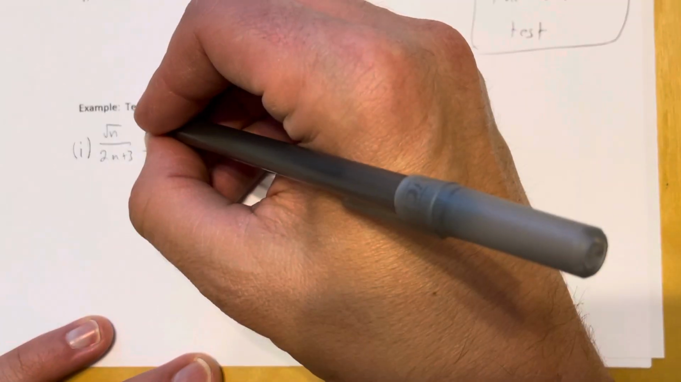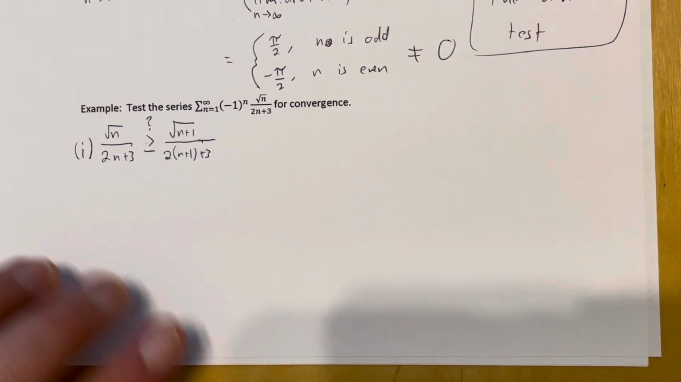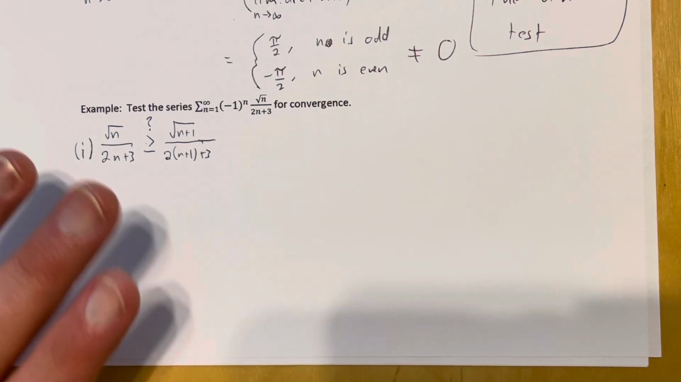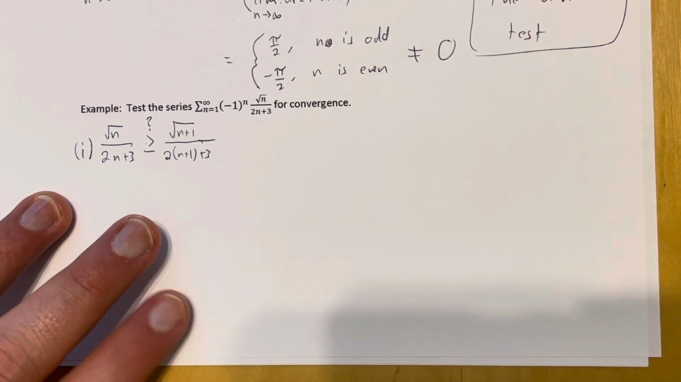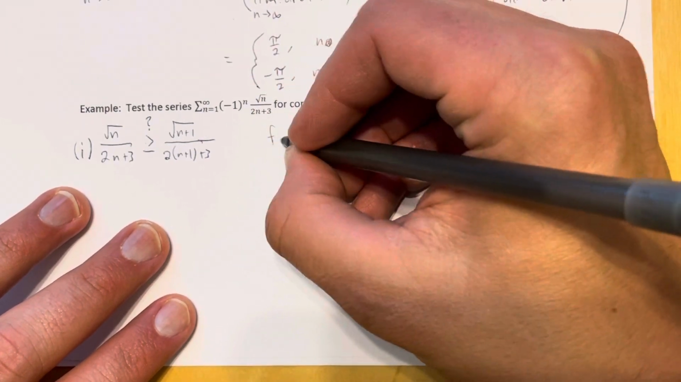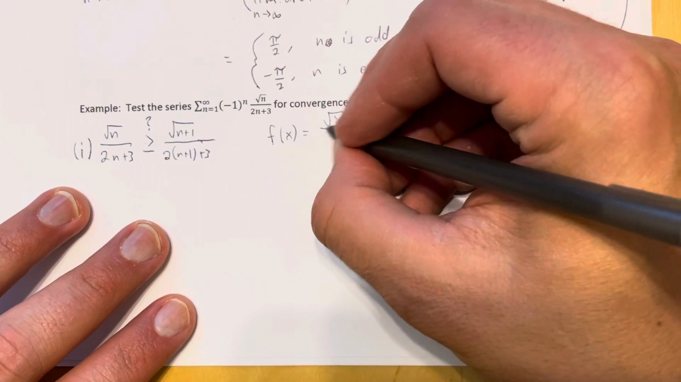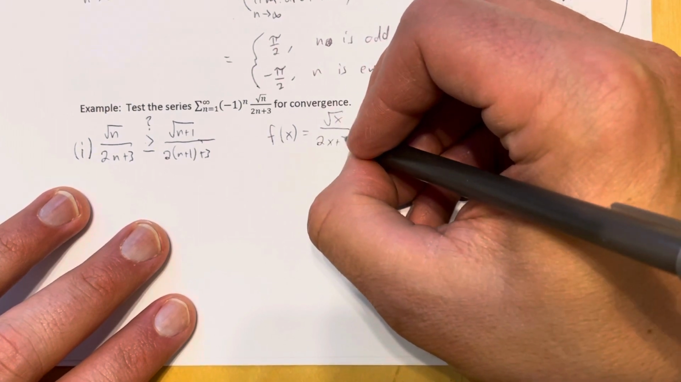Is this true? How do we determine that? Well, there's a couple of ways of going about it, but one approach is to use calculus. What I mean by that is if I replace the n's with x's, so f of x equals the square root of x over 2x plus 3.